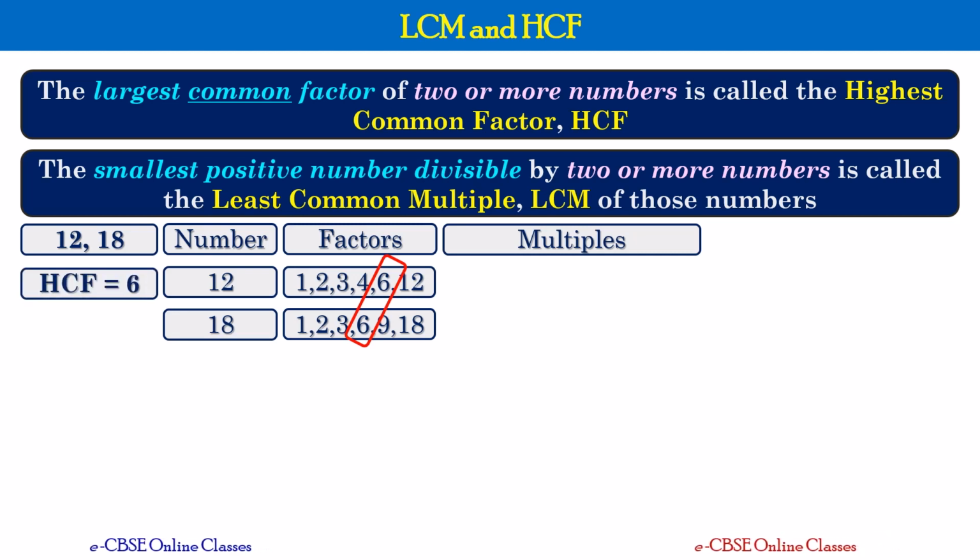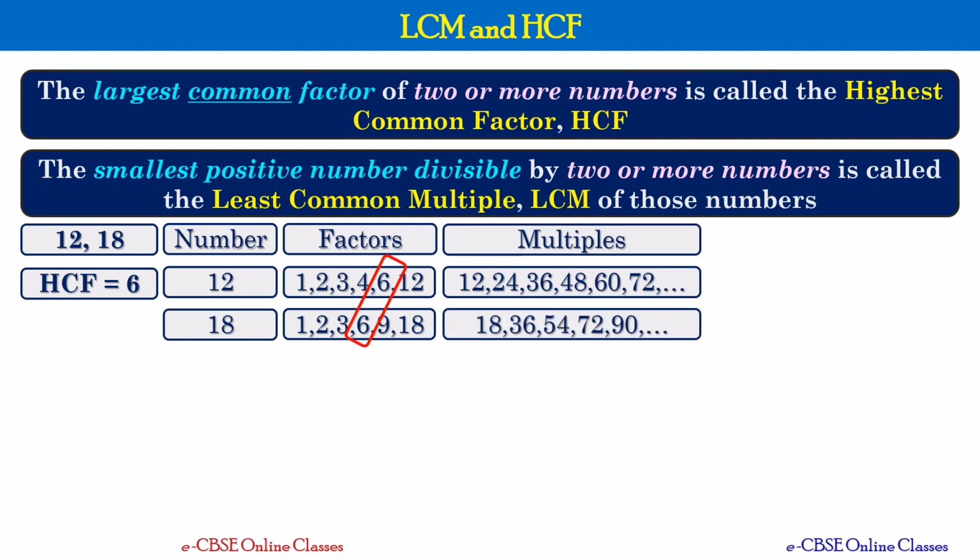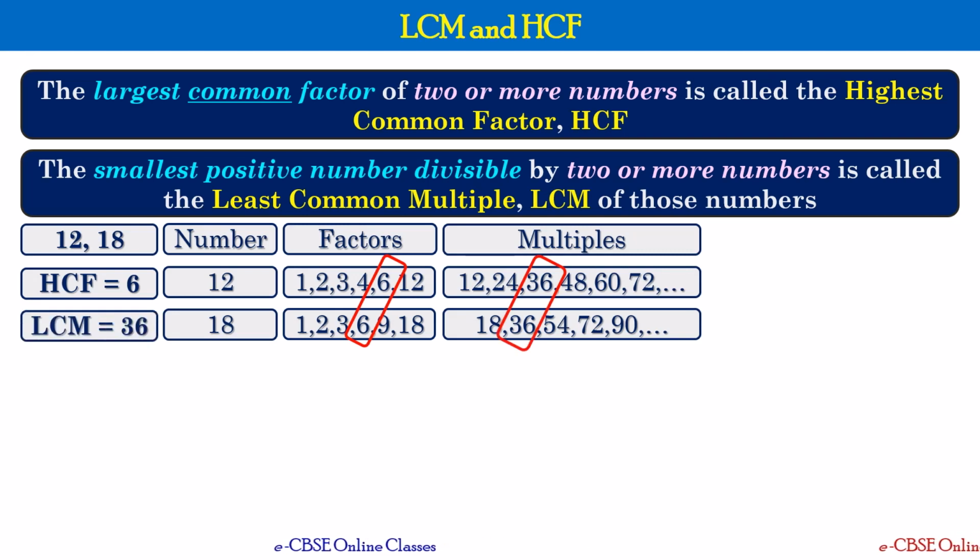And now let's look at the multiples. So for 12, what are the multiples? 12, 24, 36, 48, 60, 72 and so on. For 18, it is 18, 36, 54, 72, 90 and so on. Out of these multiples, what is the least common multiple? 36, correct? That is our LCM, 36.